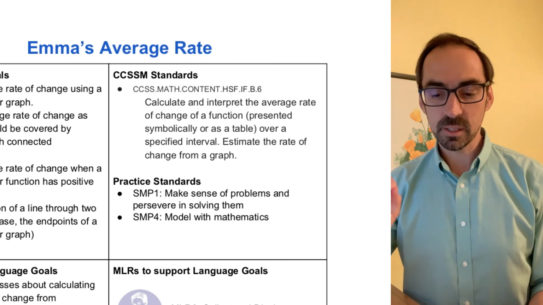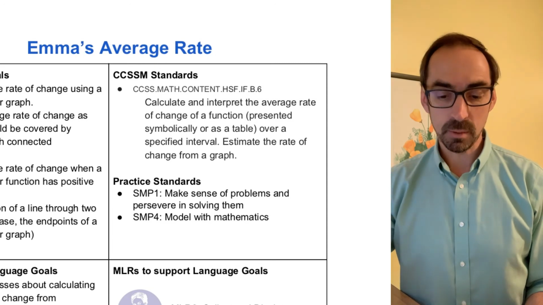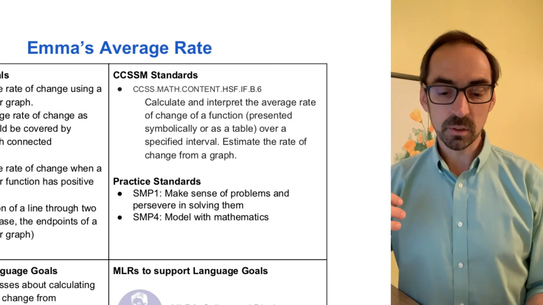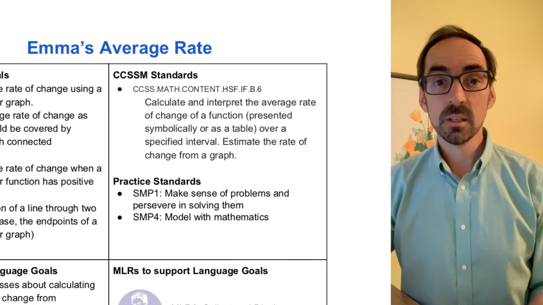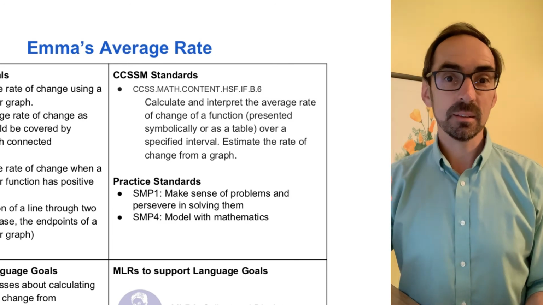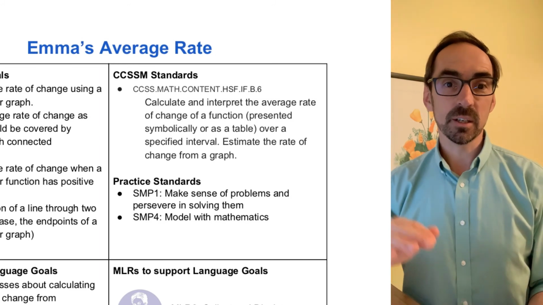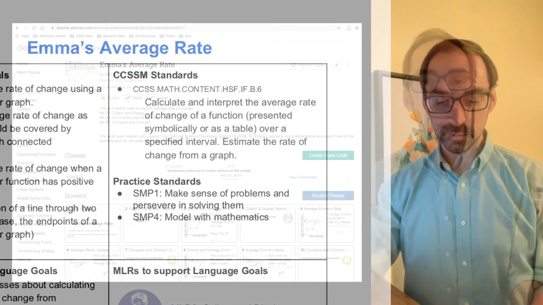That is, students calculate and interpret the average rate of change of a function, presented symbolically or as a table, over a specified interval. In this case, students are given a graph of that function, and they're asked to calculate the average rate of change, and then to generalize and actually produce a linear function that corresponds with that graph.